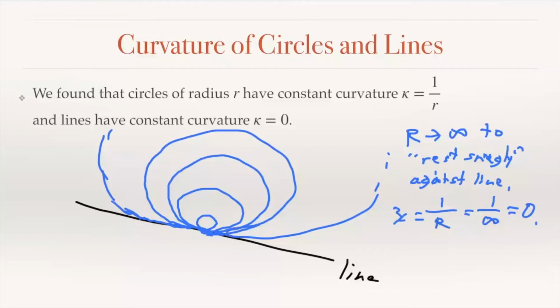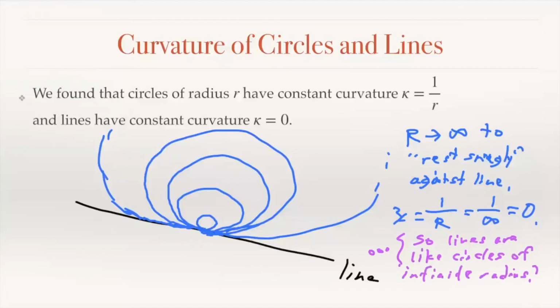And in this sense, does this mean that lines are like circles of infinite radius? Fun thing to think about. That's kind of true. A line is like a circle of infinite radius.